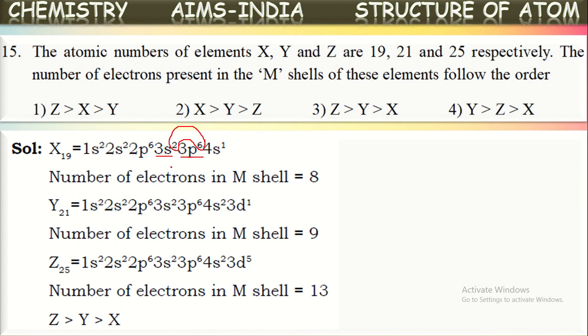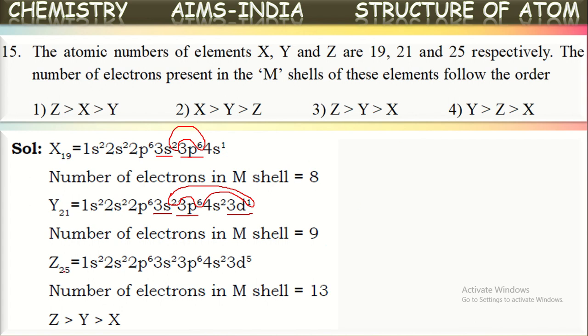Next, for the element Y, if you write the configuration for atomic number 21, we get 1s2, 2s2, 2p6, 3s2, 3p6, 4s2, 3d1. Now, how many electrons are there in the M shell? That means the third shell: this 3s subshell, 3p, 3d. These three come under the third energy level or M shell only. All these electrons will come under M shell electrons only. How many are there totally? 9 electrons.